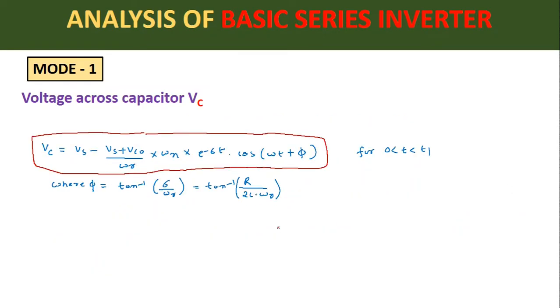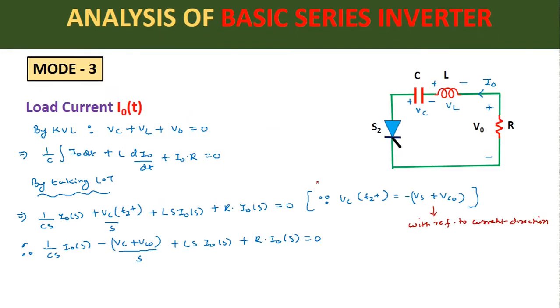So the final voltage across the capacitor equation: Vc will be equal to Vs minus (Vs plus Vco) divided by omega r, into omega n into e to the power minus sigma t into cos(omega r t plus phi), for time 0 to t1, where phi is equal to tan inverse of sigma upon omega r, which is equal to tan inverse of R upon 2L into omega r. Next we will talk about mode number 3 operation.